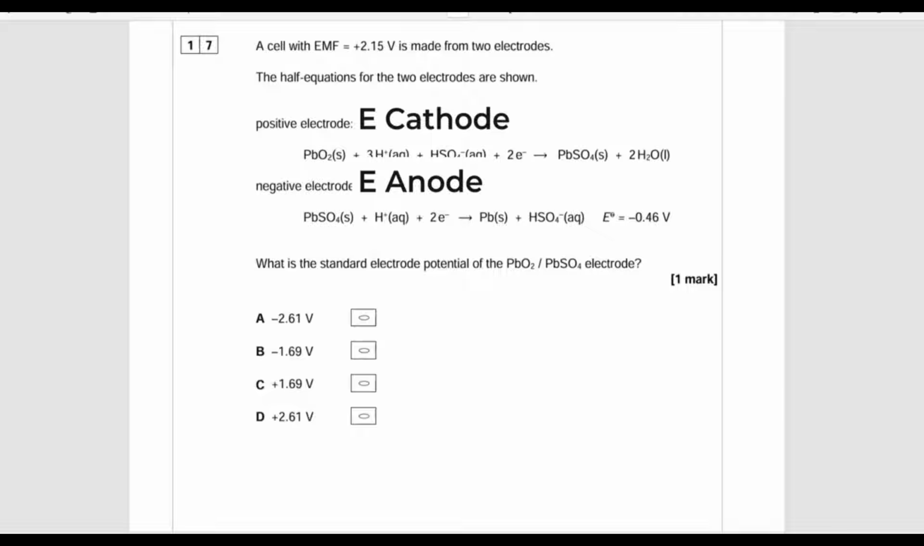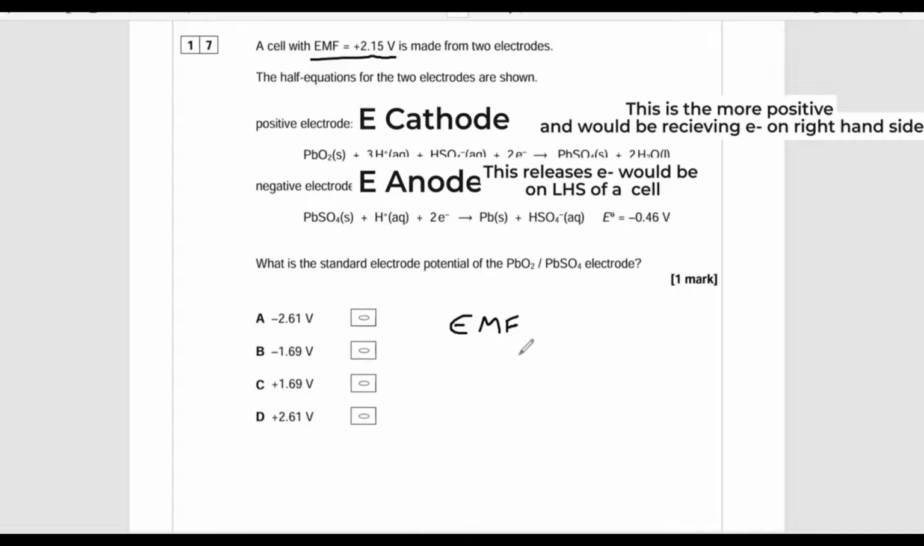Now, this is always a bit confusing for me, but the electrode with the more positive electrode potential is going to go on the right hand side, and on the left hand side is going to be your more negative electrode potential. And what we're going to do is, EMF is equal to the right hand side minus the left hand side. In this case, we can say that EMF is equal to E cathode minus E anode. And that's the equation we need to use to solve this.